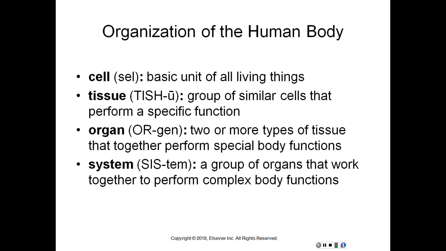Here we have the organization of the human body. Your body is made up of 4 categories: cells, tissues, organs, and systems, and each one is built upon the previous one. So first we have a cell, basic unit of all living things.